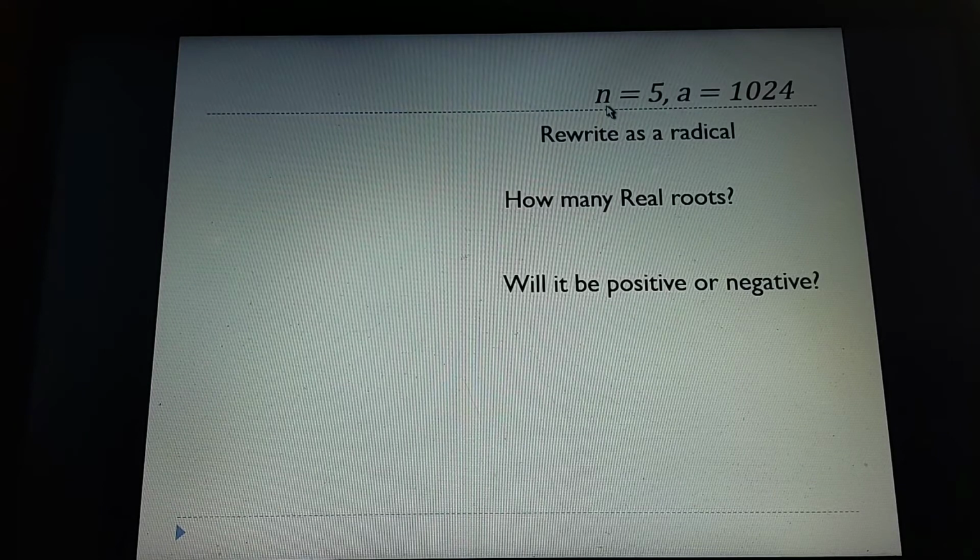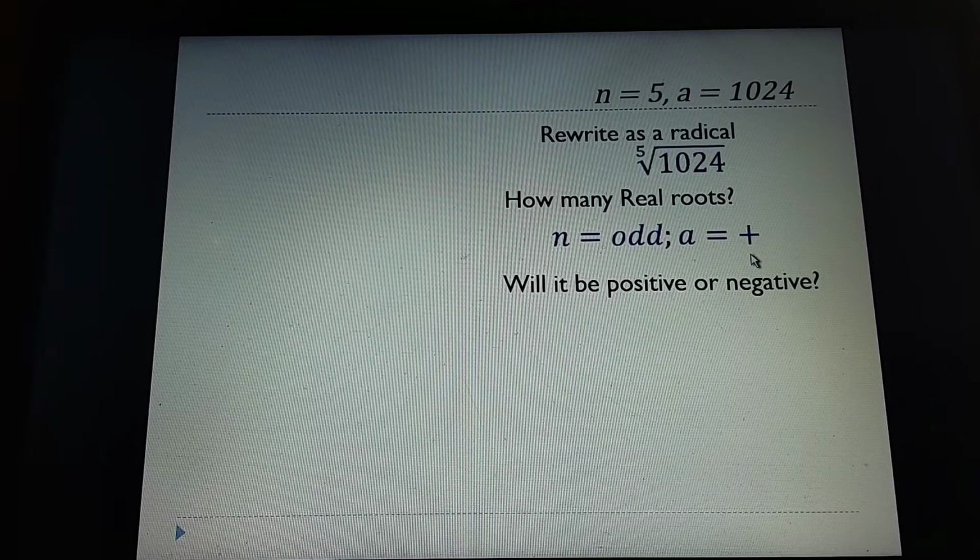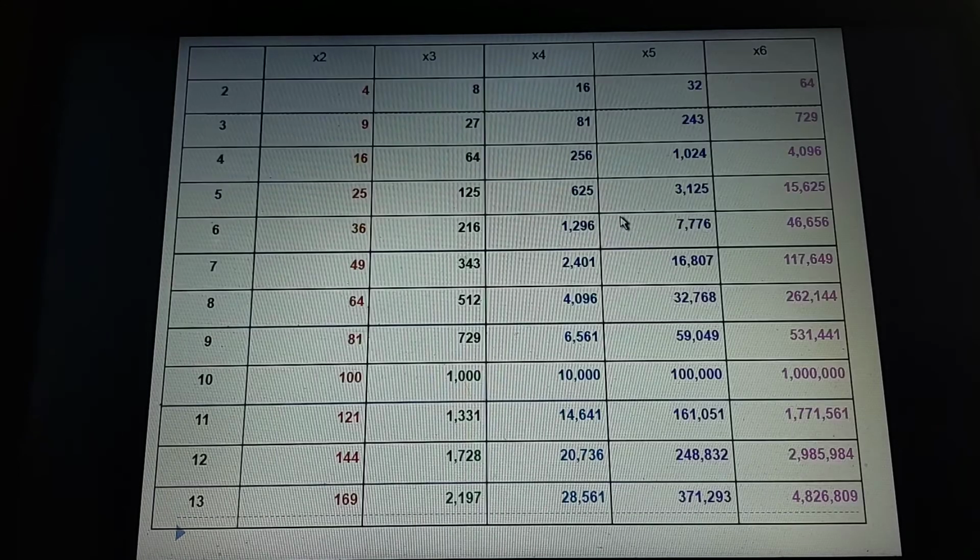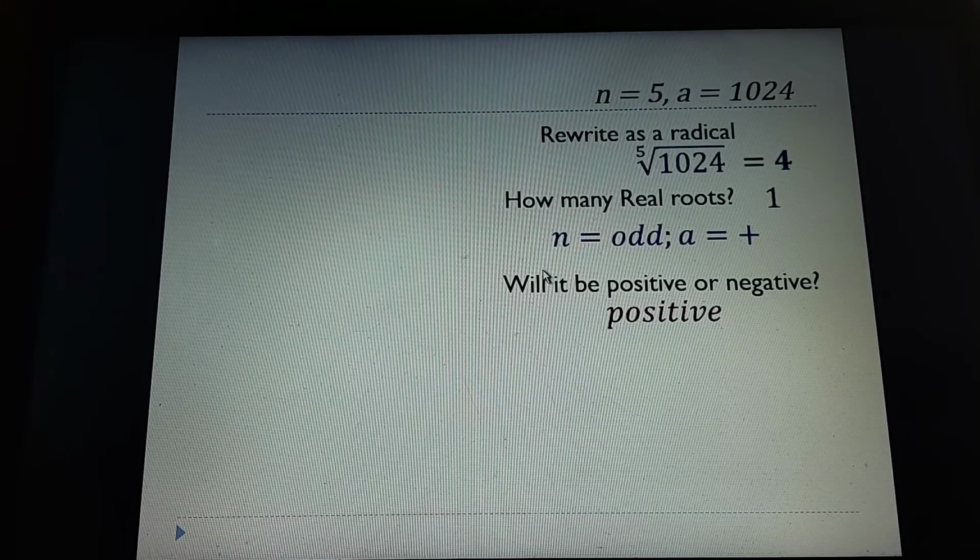Okay, last example. We've got an index of 5. Our radicand is 1024. Rewrite it as our radical. How many roots? We're looking at an odd index and a positive radicand. So it's going to have one root, and that root will be positive, just like the radicand. Now we go over to our perfect squares and more table, and we look at x to the 5th. And I find 1024. It gives me 4. So my answer is 4.